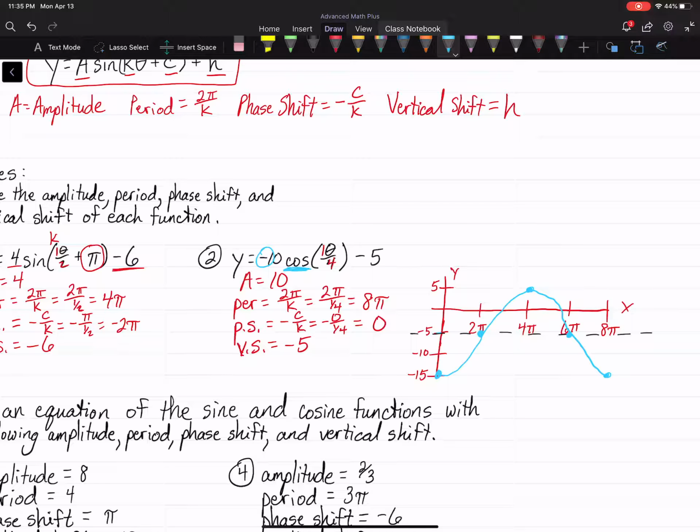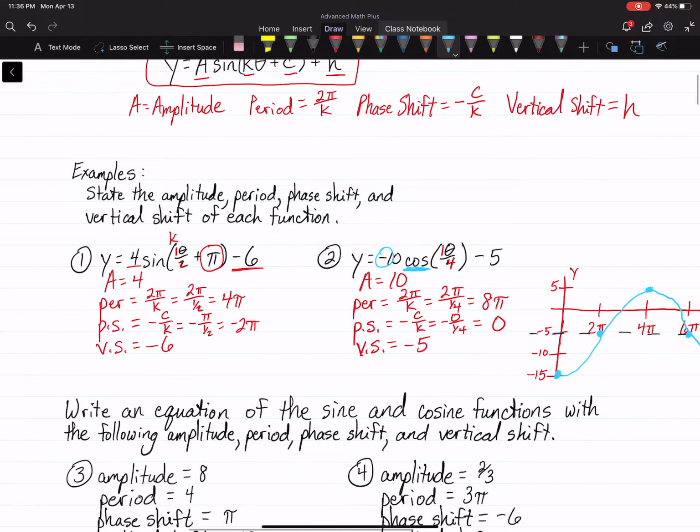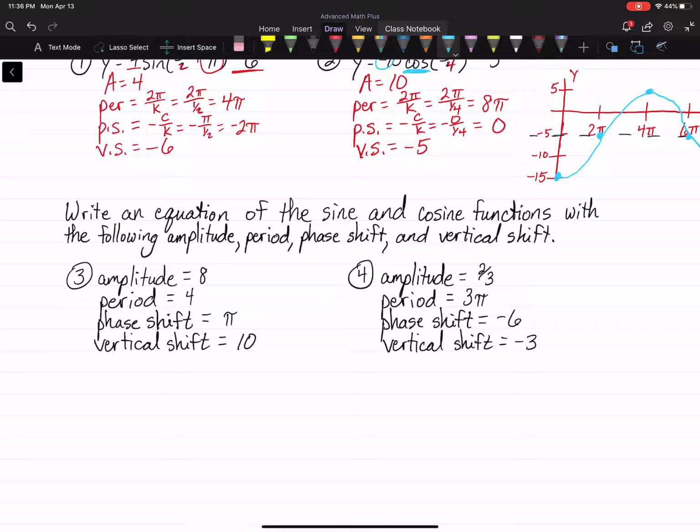So basically, it's been stretched because normally the period is just 2 pi, but this period was 8 pi, so we stretched it out longer. And it's going up 10 and down 10 from my vertical shift of -5. So the entire graph has been shifted down 5. All right, 2 more. And basically these are just the reverse of 1 and 2.